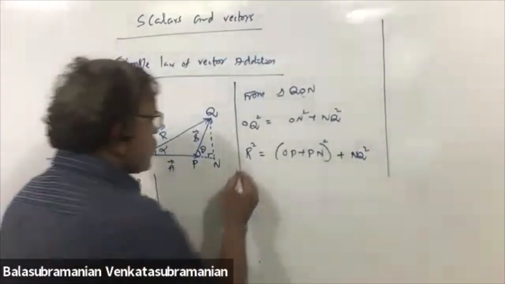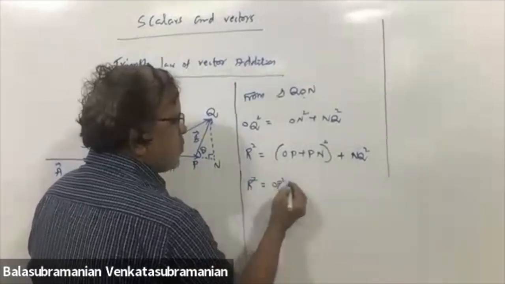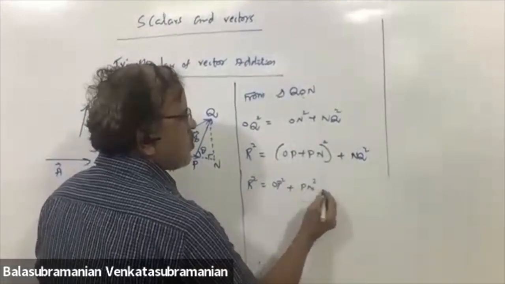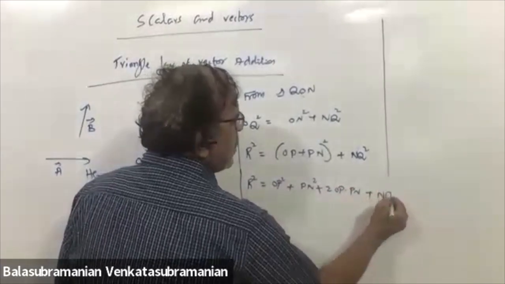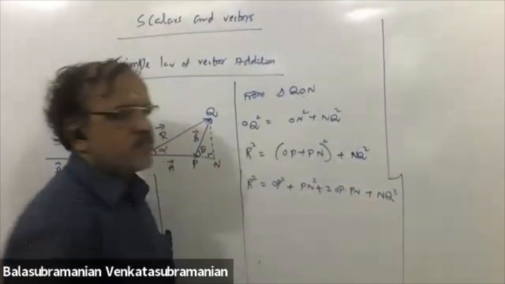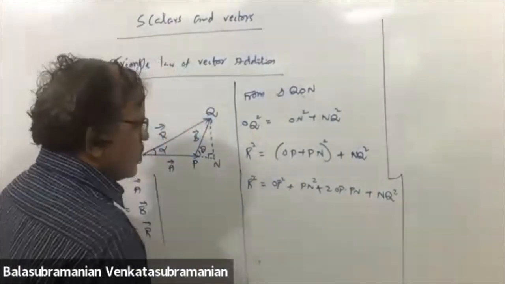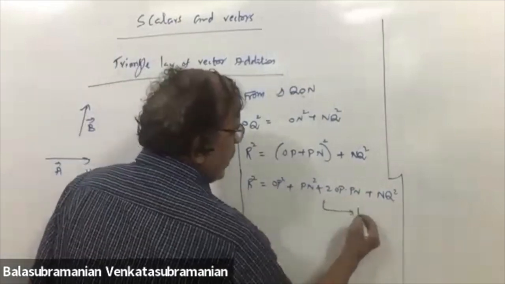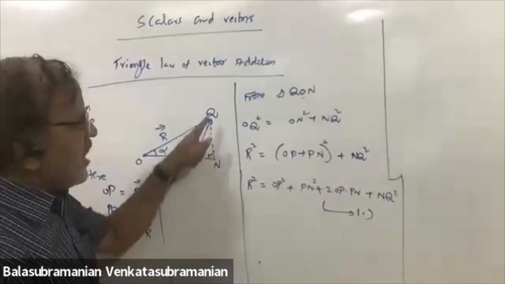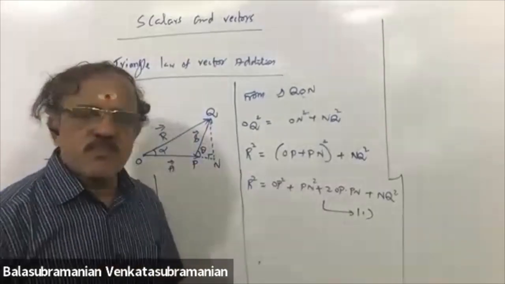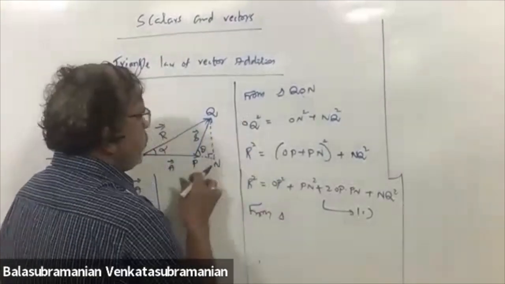So you can write R square is equal to OP square plus PN square plus 2 OP PN plus NQ square. Equation 1. So PN and NQ we have to calculate from triangle QPN.